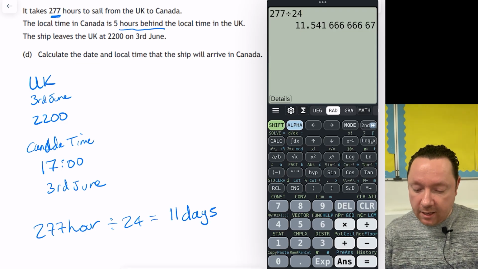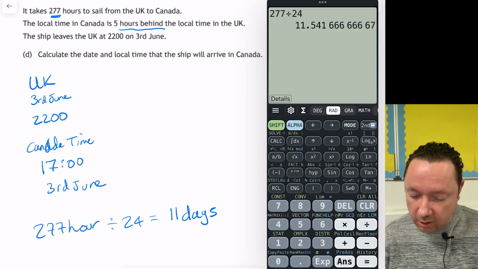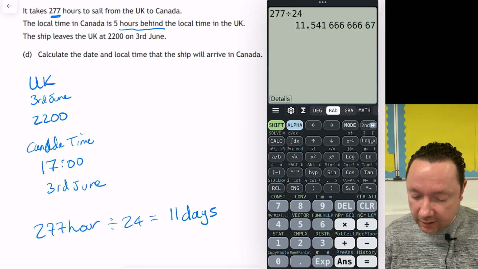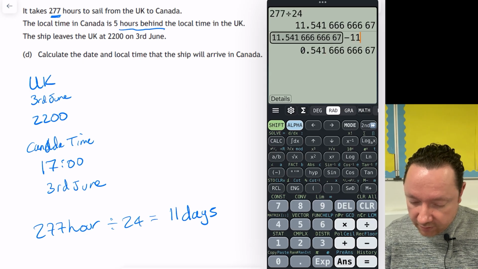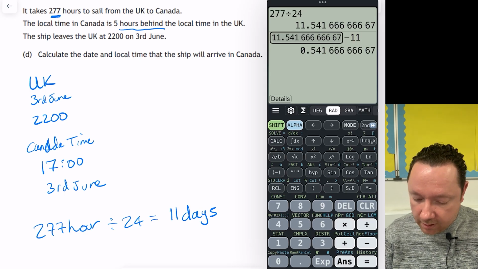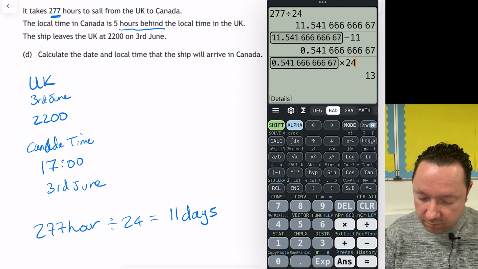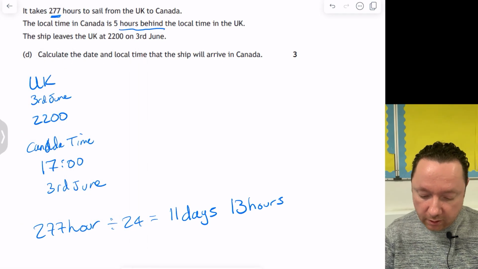Now to deal with that, I times the decimal bit by 24 again, and that will tell me how many hours are extra. Don't round it, because if you round it, you've not done something exact. So I keep it in my calculator, press equals, make sure it's done, and just press minus 11, the whole number part, and that gives me my decimal, so press equals. And then I just times that by 24, because there's 24 hours in a day, and that'll give me 13 hours. So I'm taking full advantage of my calculator here, because it is a calculator question.